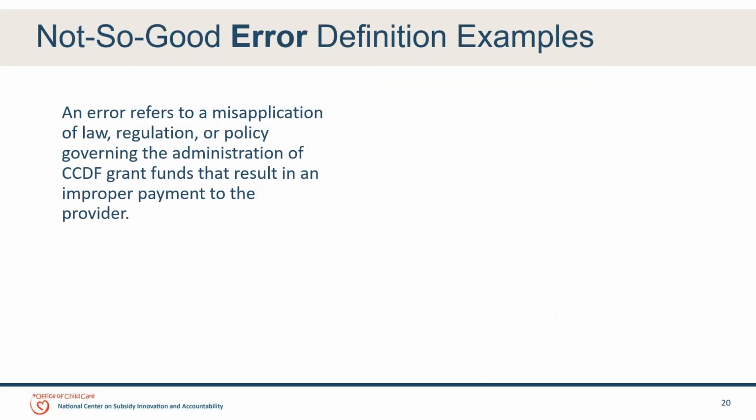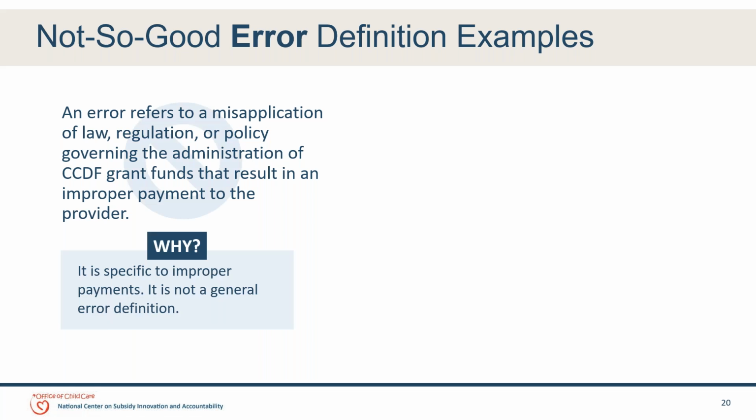I want to take a moment to give some examples of general error definitions that might not be so good. So I'm going to read this example here. This says an error refers to a misapplication of law, regulation, or policy governing the administration of CCDF grant funds that result in an improper payment to the provider. So this is not a good definition because it states that the error results in an improper payment. It's not inclusive of all the errors that might be found in the review.